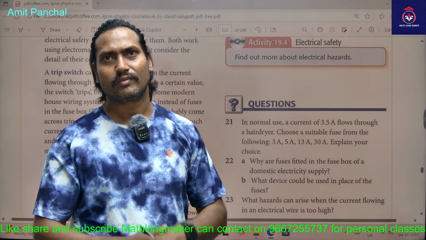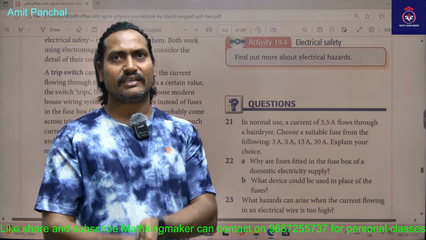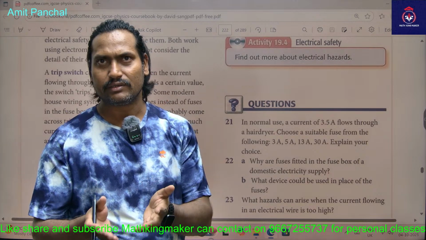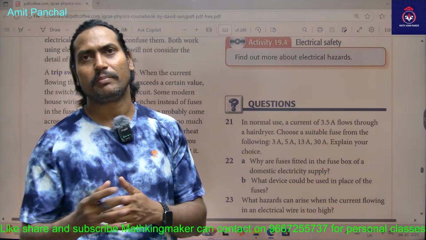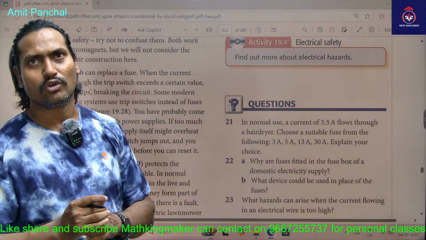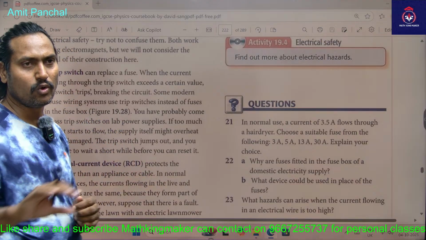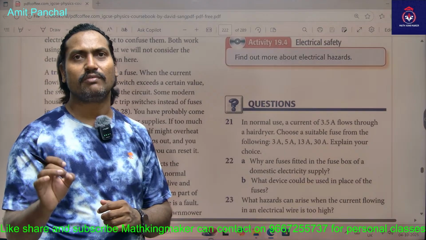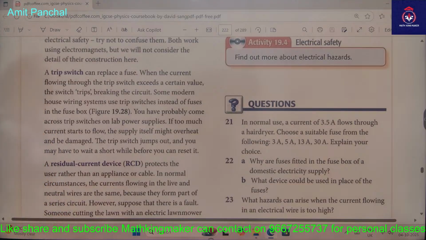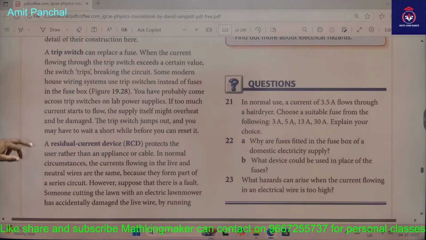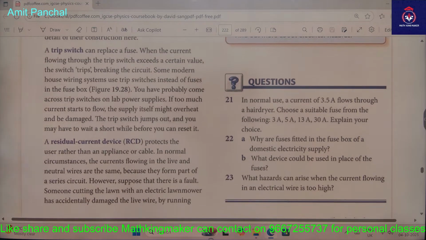Excess current will cause excess heat, and excess heat will cause that CB to trip off. So whenever there is excess current drawn, that CB will trip off, which means it will cut off the supply. A trip switch can replace a fuse. When the current flowing through the trip switch exceeds a certain value, the switch trips, breaking the circuit. Some modern house wiring systems use trip switches instead of fuses in the fuse box.